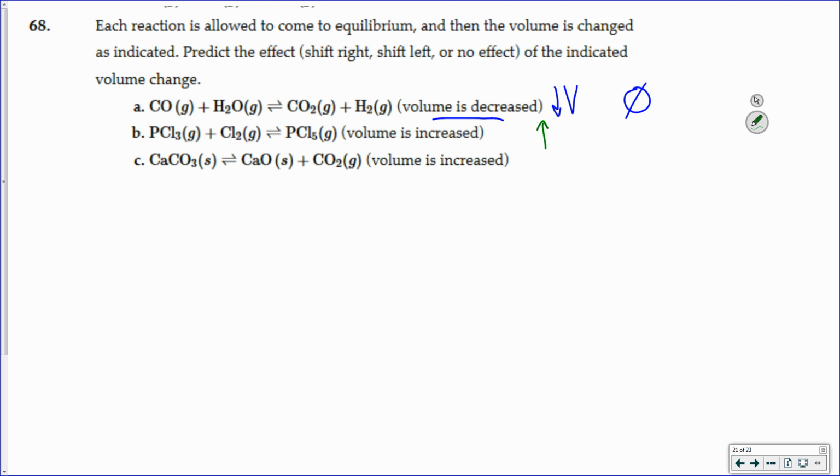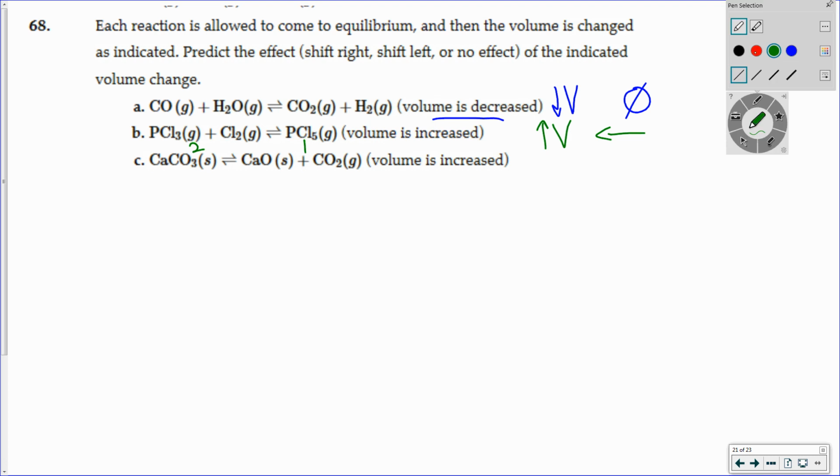So the volume's increased on this one. So now where's it going to go to? The side with the fewest number of moles or the greatest number of moles? Okay, it's going to go to the side with the greatest number of moles. You've got 1 mole on this side, 2 moles on this side. So it's going to shift in the reverse direction.